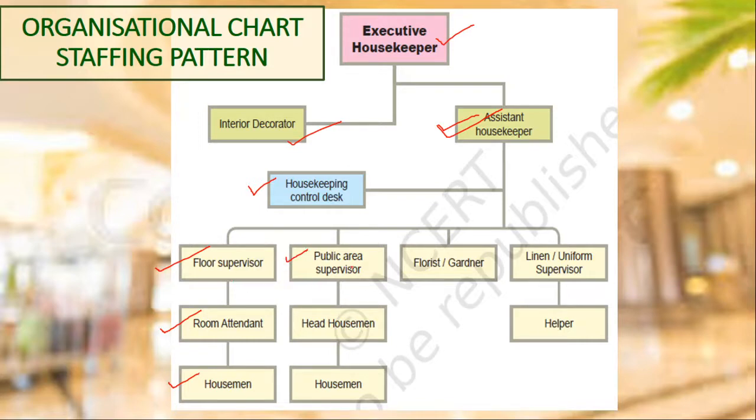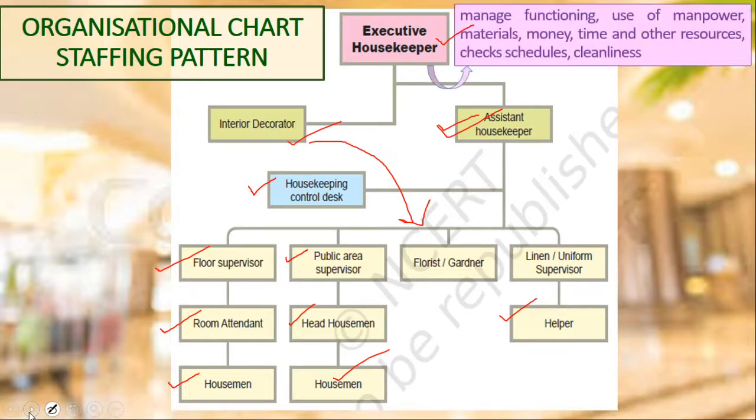सिर्फ rooms और floors ही तो नहीं होते. You have corridors, lobbies. So these people look after the public area. It could be the entrance. Then head houseman who helps the public area supervisor, and houseman who keeps the area clean. Then florist or gardener, the interior decorator, he guides the florist or the gardener, and they maintain the flower arrangements or the gardening or the green areas of the hotel. Then you have linen and uniform supervisor who keeps all the laundry, the linen clean, and the helper who actually does the task of washing and maintaining the clothes.